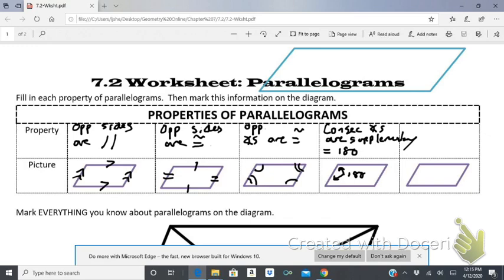Okay? That also means, and I'm going to erase this, you can pause it if you need to copy this down, that this angle and this angle add up to 180 degrees. It also means that these two angles add up to 180, and these two angles add up to 180. So no matter what, any two angles that are next to each other will always, always, always add up to 180, period.